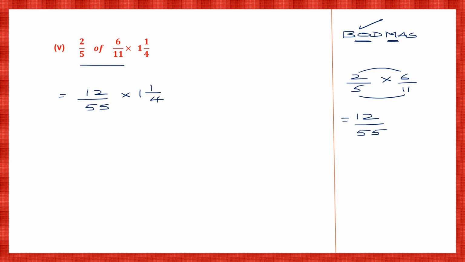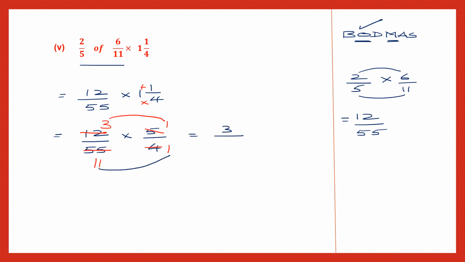Now let's convert this 1 1 by 4. 4 ones are 4 plus 1 is 5. So that will become 5 by 4. So 12 by 55 into 5 by 4. Now we can cancel. I can cancel 5 and 55. 5 ones are 5. 5 11s are 55. I can cancel 4 and 12. 4 ones are 4. 4 threes are 12. Now let's multiply the numerators. 3 into 1 is 3 and denominators 11 into 1 is 11. So 3 by 11. This is our answer.